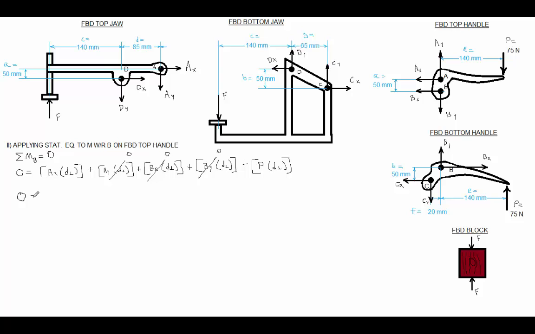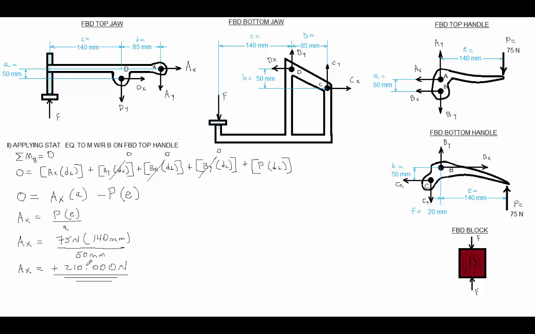My equation then becomes AX is going to produce a positive moment around point B, and its perpendicular distance is A. P is going to produce a negative moment around point B, and its perpendicular distance is E. So AX equals P times E over A. Now we can plug the numbers in. Once you solve that, we'll find that AX is 210 newtons.